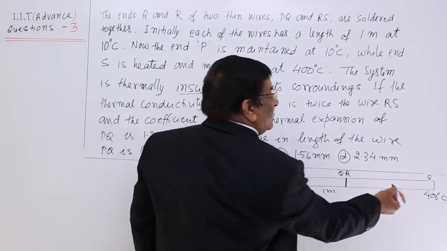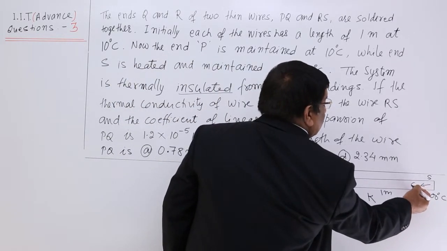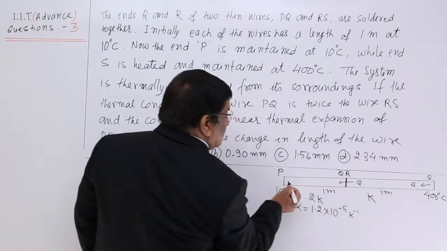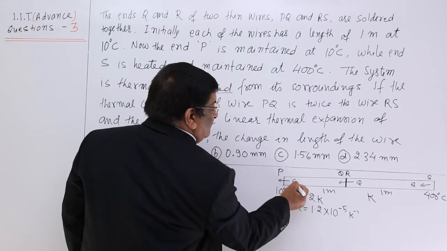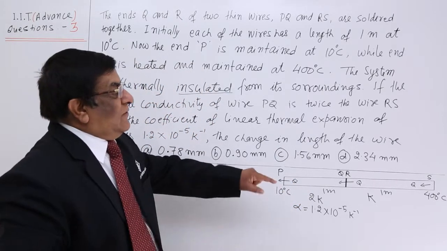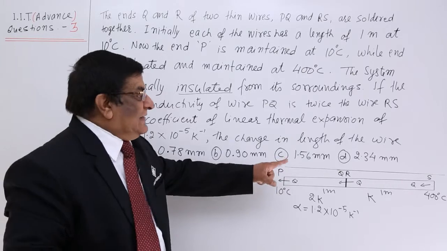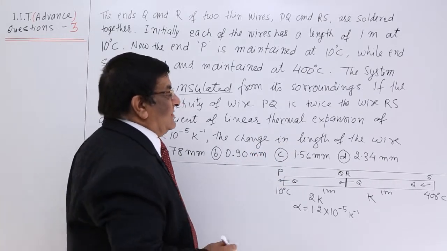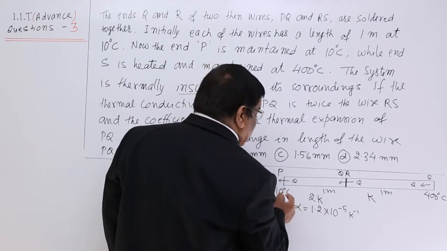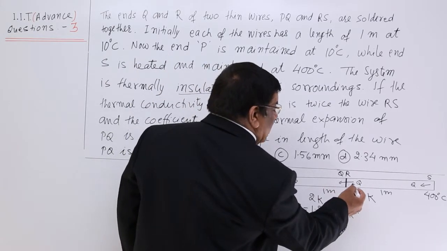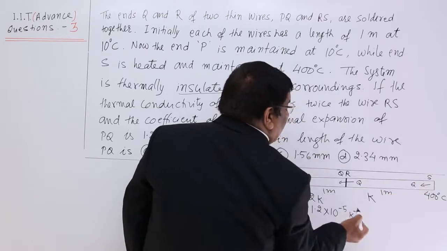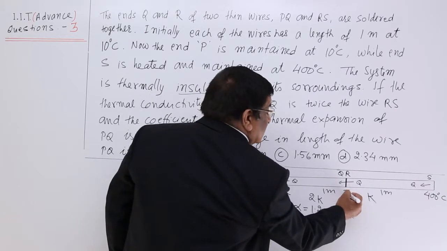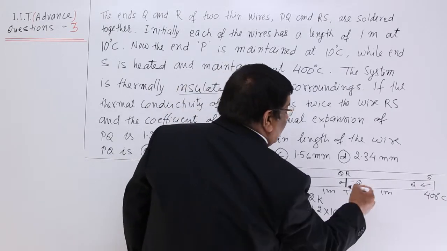The complete heat which starts from here is passing through point Q. This happens when the system is insulated and when the system is in equilibrium. Initially this was 10 degrees everywhere. Now it is 400 at the end. It will not remain at 10. It must be at a certain temperature which is higher than 10 degrees and lower than 400.